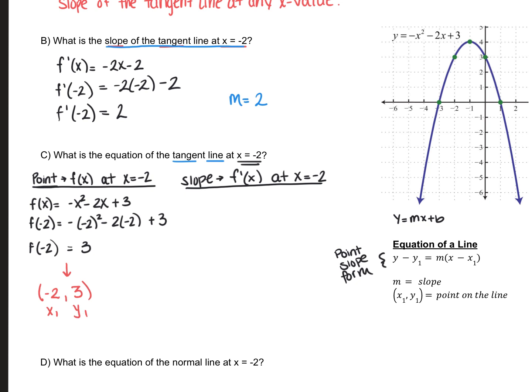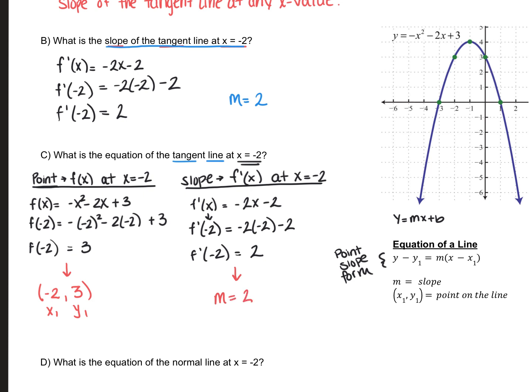Then we're going to use my derivative equation, f prime of x, which was given to us, negative 2x minus 2. And we're going to do the same thing, but this time we're going to plug in negative 2 into my derivative equation. So -2, -2, -2. And we did this before, I'm just writing it all out. 4 minus 2 is 2. So this slope, m value, gives me 2.